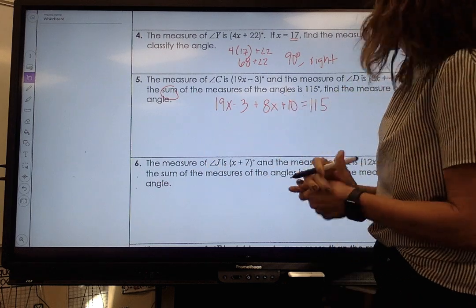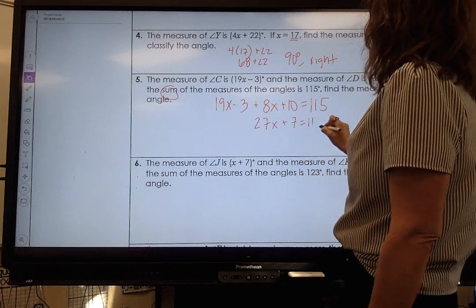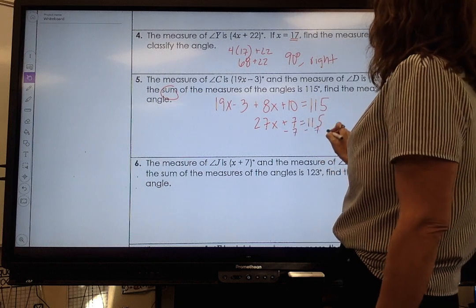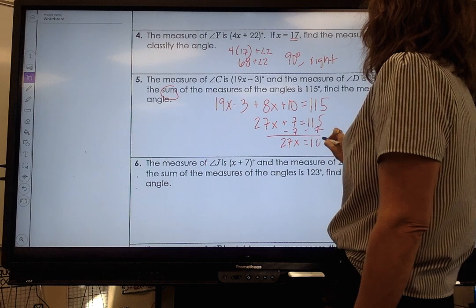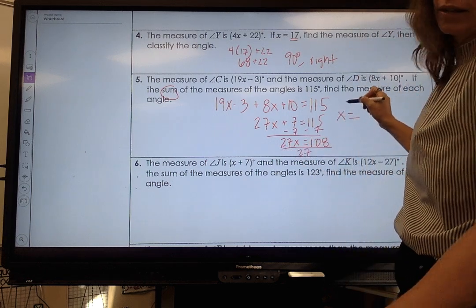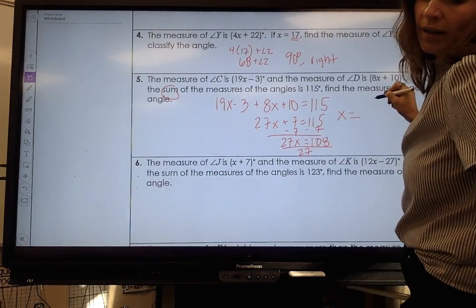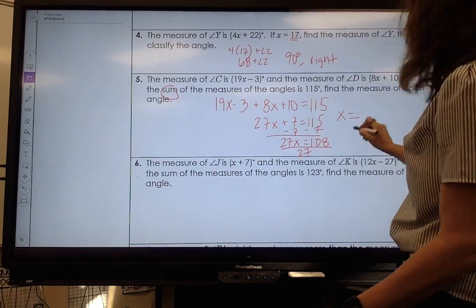And then we do our algebra where we combine like terms. 27x plus 7 equals 115. Subtract 7 on both sides. 27x equals 108. Divide by 27, and x is going to equal, hang on, I'm using my cheat sheet, 4. Yeah, that is right.